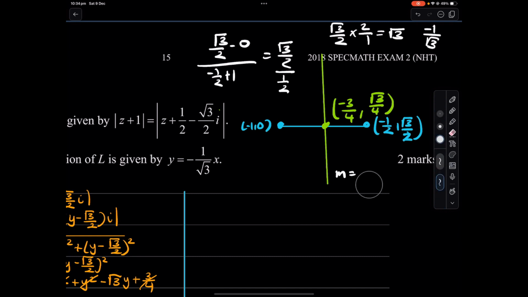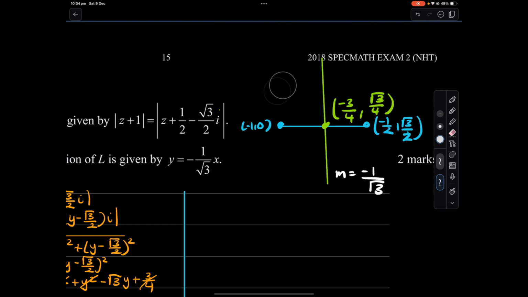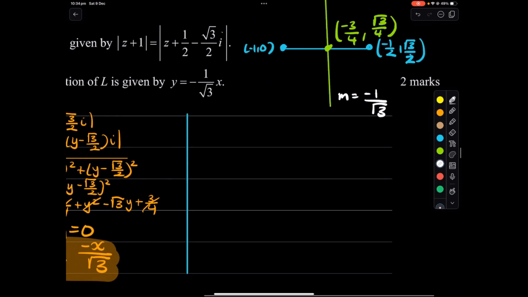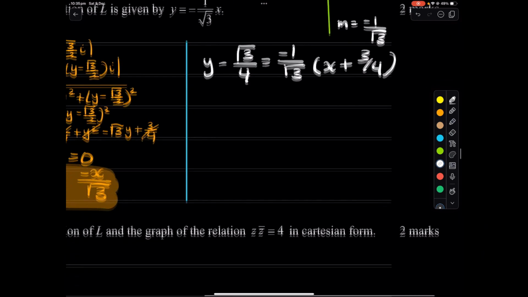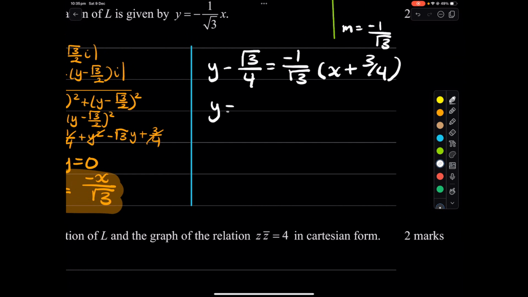How easy is this now? We have the gradient of the line, and we also have a point on the line. So now we just use y minus y1 equals m times x minus x1 to find an equation of the line. So y minus root 3 over 4 is equal to the gradient, negative 1 over root 3, times x minus, which is just plus, 3 over 4. And we just simplify to get the y value. So your y is equal to negative 1 over root 3 of x, negative 3 over 4 root 3, then plus root 3 over 4.